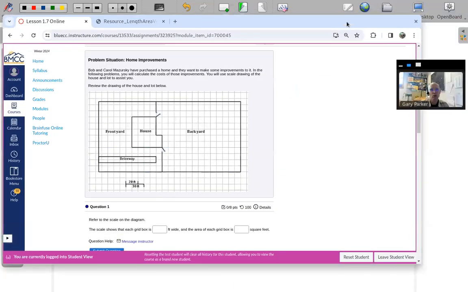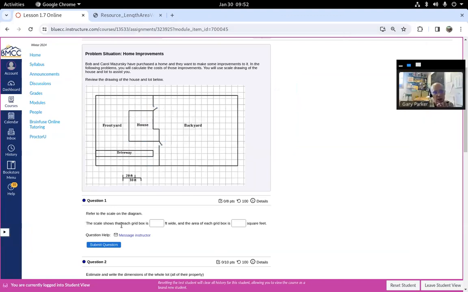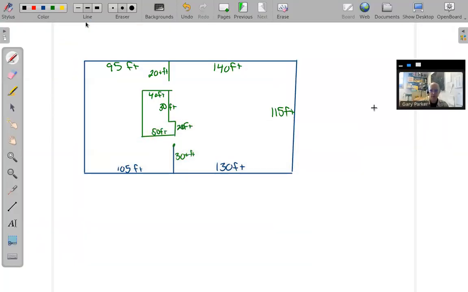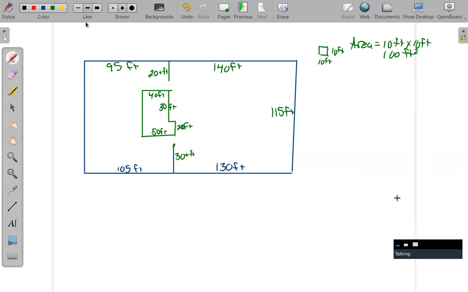Okay, so playing around with the scale drawing. The scale shows each grid is how wide? Well, it looks like each grid box is 10 feet wide. And then the area of a box, let's put that in here. Notes. So one of those squares is 10 feet by 10 feet. So its area is 10 feet times 10 feet, or 100 feet squared, which we could also call 100 square feet.